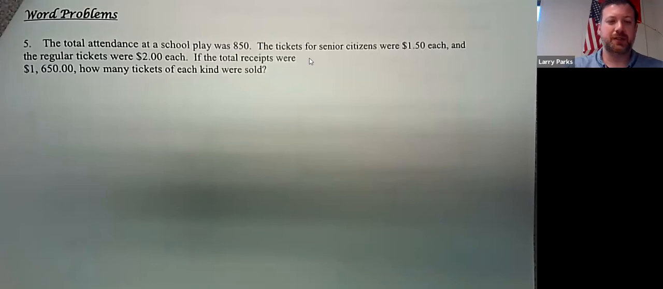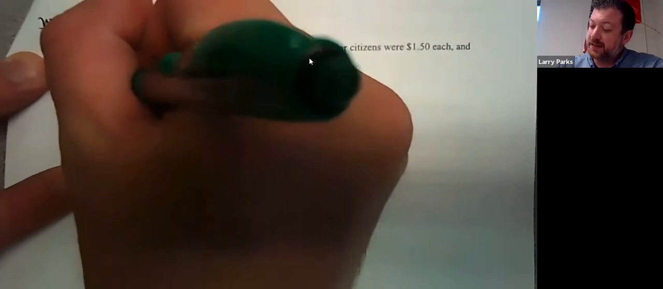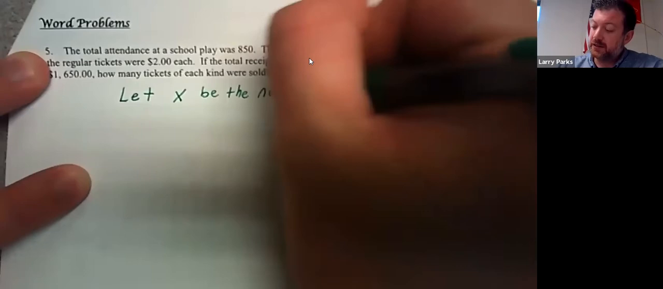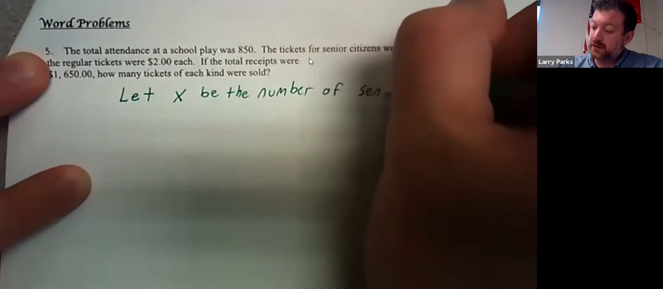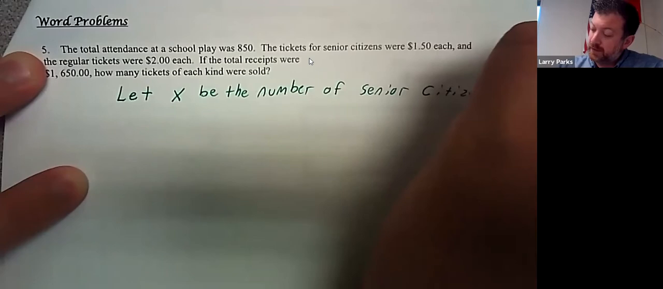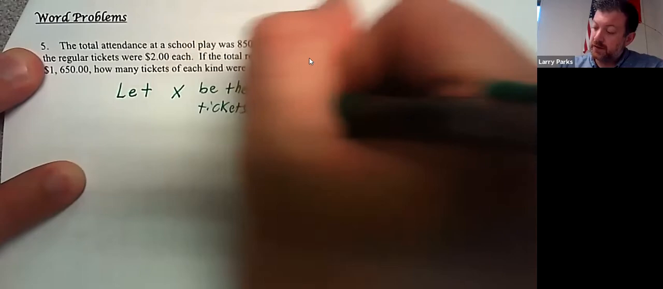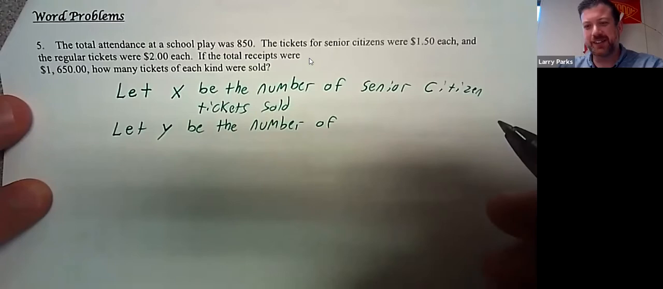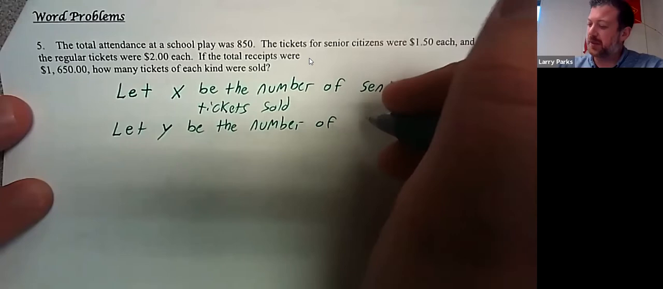So let's let X be the number of senior citizen tickets. And then let's let Y be the number of, I don't like that word regular. It's kind of a weird word. I guess we could put regular. That's what the word problem calls it. I don't think senior citizens are irregular.